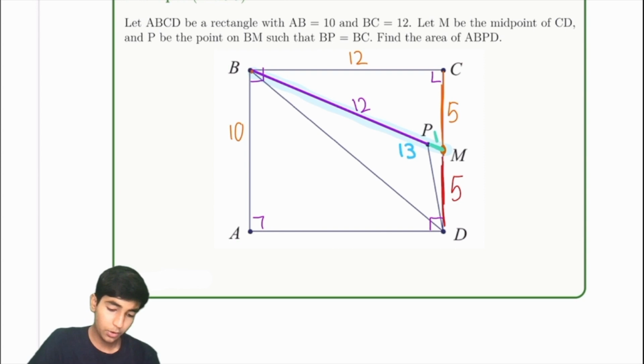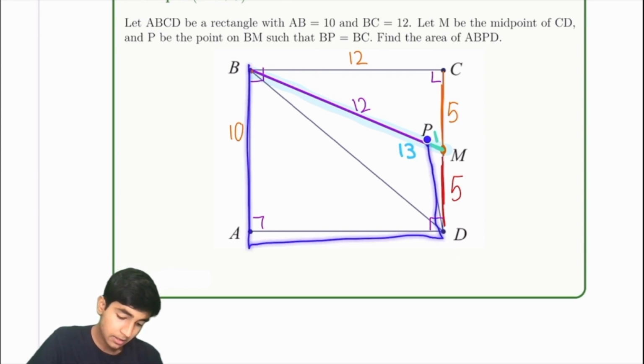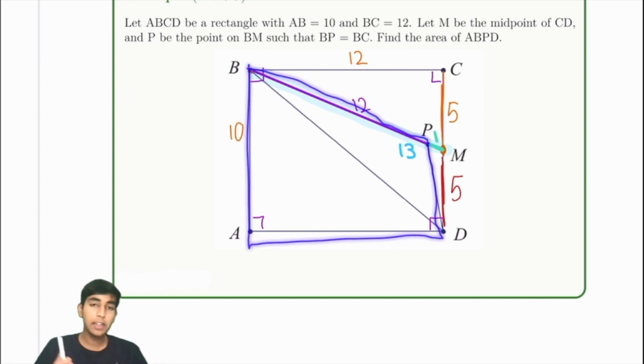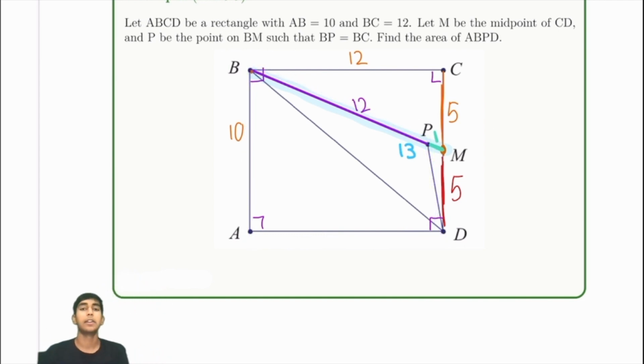What are we looking for? We're looking for the area of APBD. That is a quadrilateral indeed. Okay, but that's not a trapezoid, it's not a rhombus. We can't just apply our area formulas, can we? We're going to have to do something clever.